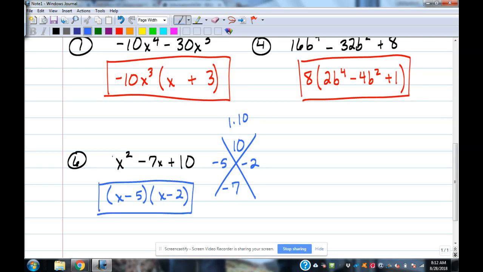That only happens if there's a 1 in front of the leading term. If there's any other number there, we got to do something else, okay? But if there's a 1 there, then that means, oh, I can go straight here, x minus 5, x minus 2. Okay, so that's a shortcut that we can take, only when there's a 1 as the leading coefficient.